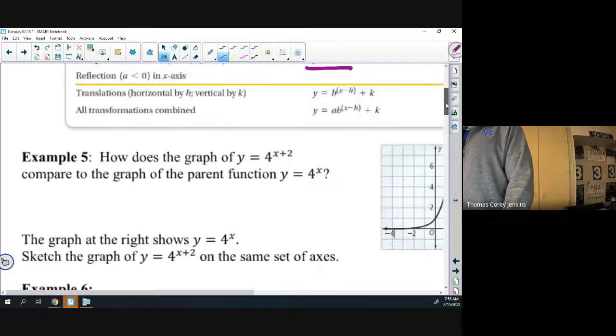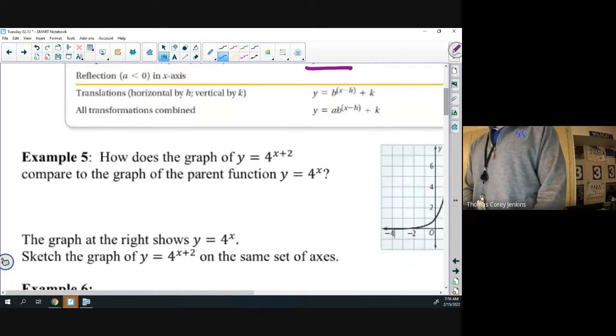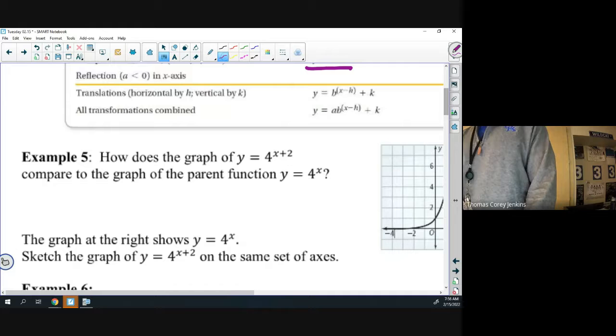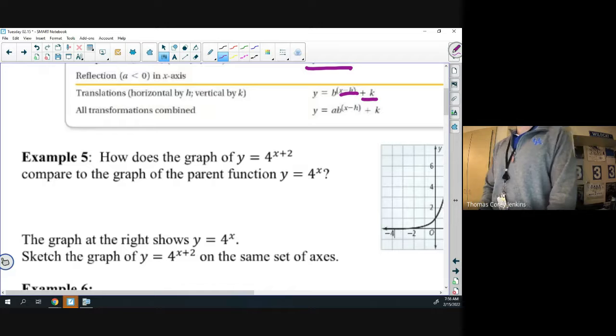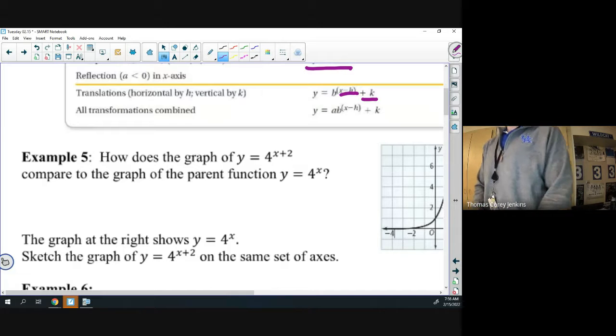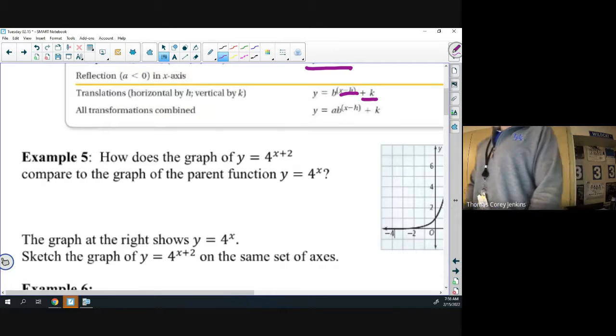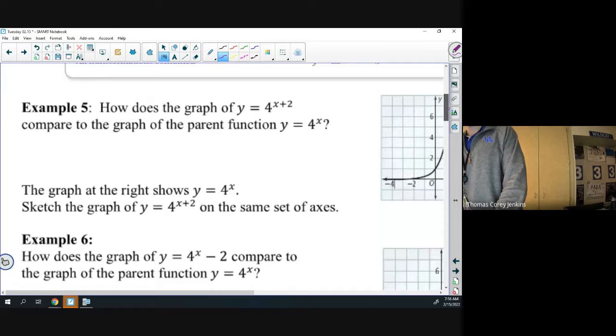And then we have the translations as well. If we have x minus h, that's going to be a left or right, and then the plus k is up or down, right? So nothing new there, but again, sometimes it just looks different in a new context, like with an exponential function. So with that, we'll go ahead and work example 5.